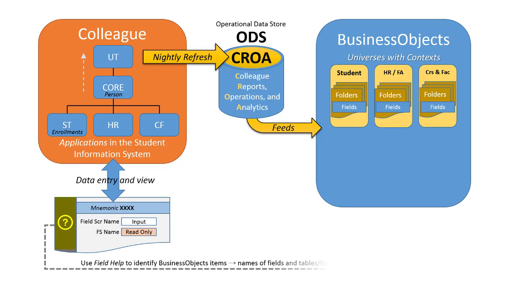Using the Field Help button on the mnemonic will often provide the Colleague table and field data for the information displayed on the screen. That table and field information can be used to identify the matching data field in Business Objects. We'll go over that shortly.